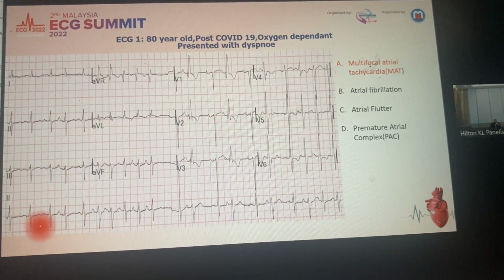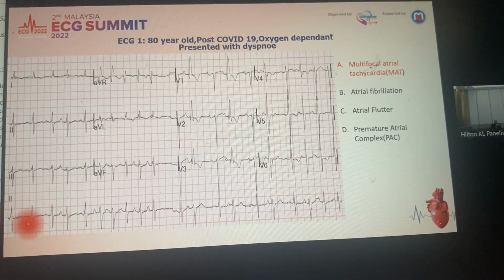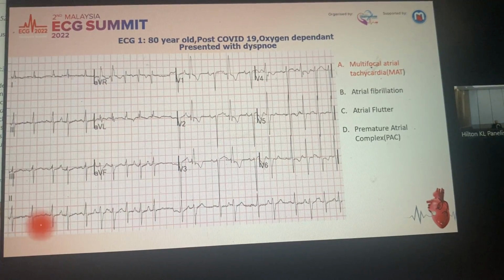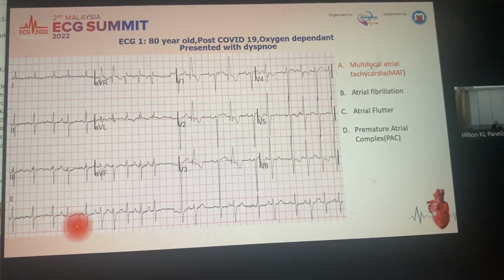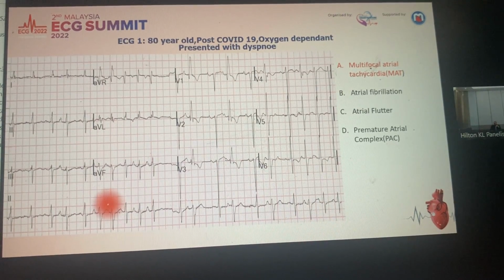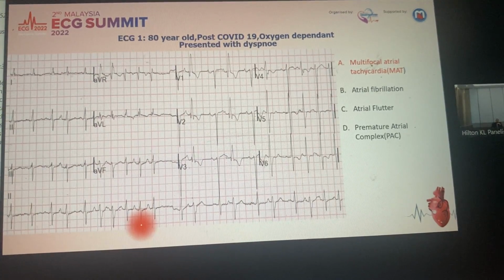You can see very obvious P waves here. But the P wave of the first beat and the second beat is different, and the third beat is also different. So you can see multiple beats are different. So this is multifocal atrial tachycardia. Don't mistakenly diagnose it as atrial fibrillation.